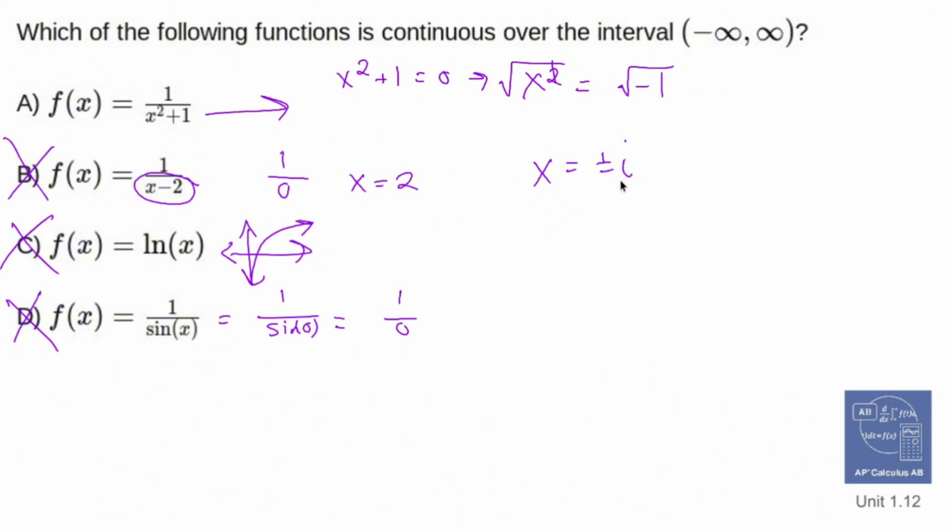So there is no real number that I can plug in here and make the bottom 0, which means this can't be undefined in any places. So A is going to be my guy. Kind of tricky there. Very bizarre problem.